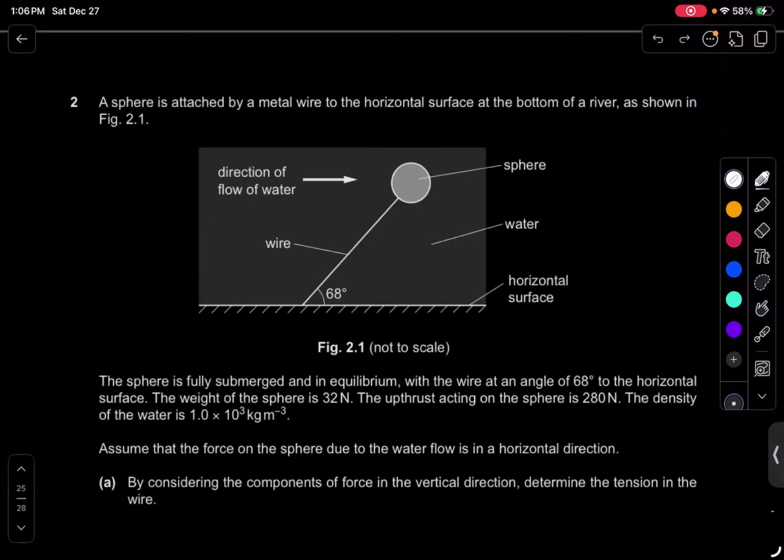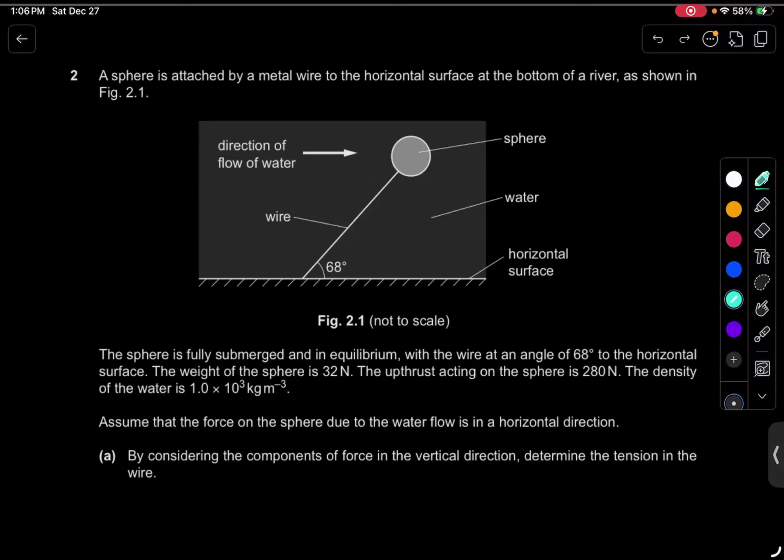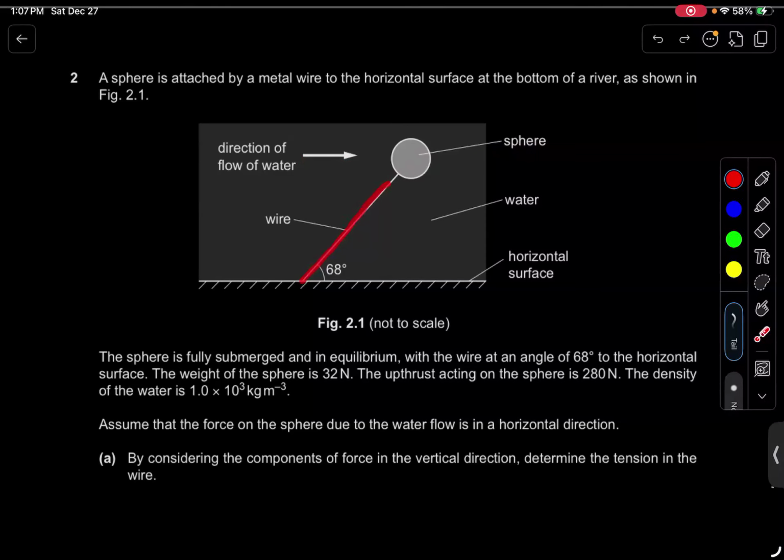Now, if you read the question, you see that this ball is already attached to the bottom of the river, and it's flowing towards the right, because it's the direction of the flow of water, and it's attached with a wire. It says it's fully submerged and in equilibrium, so that means the resultant force is equal to zero. With the wire at an angle of 68 degrees to the horizontal, the weight is 32 newtons. That means the weight of the ball is 32 newtons. The upthrust acting on the ball is 280 newtons. But there is a very big component of tension as well, right?